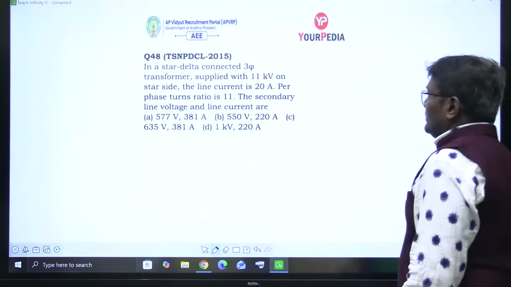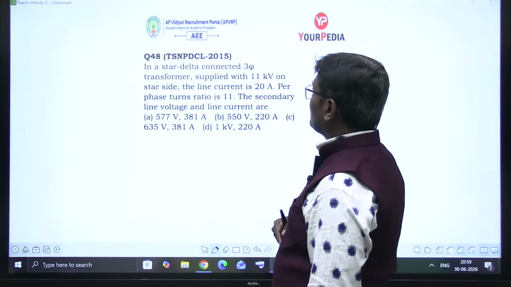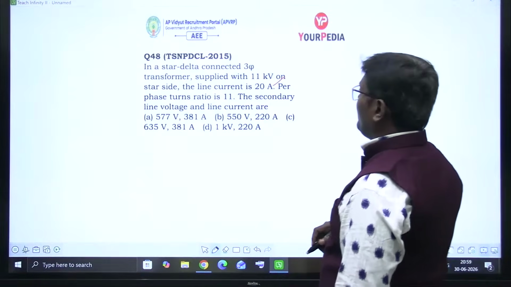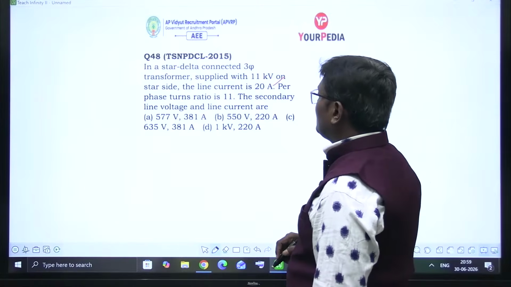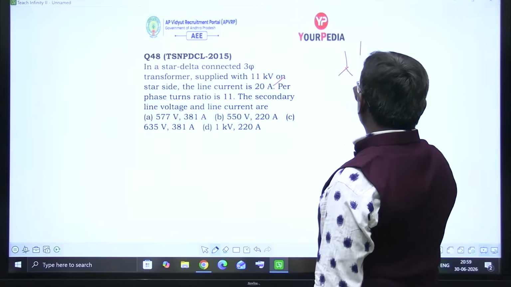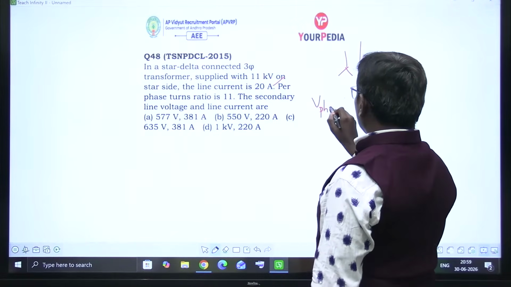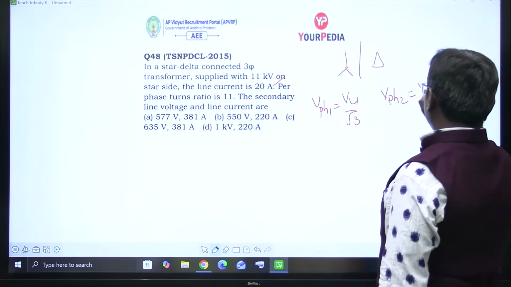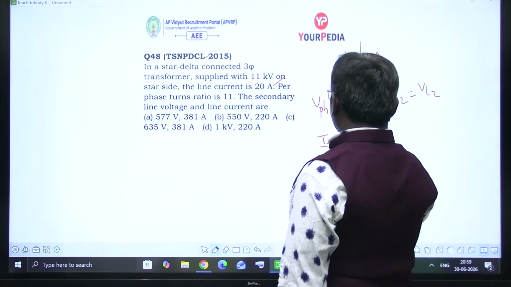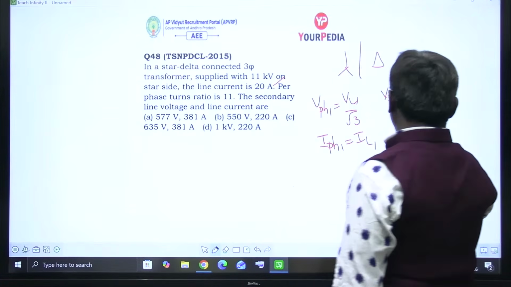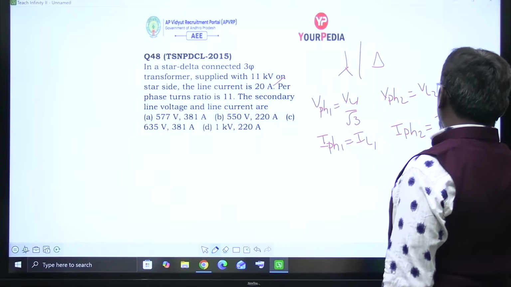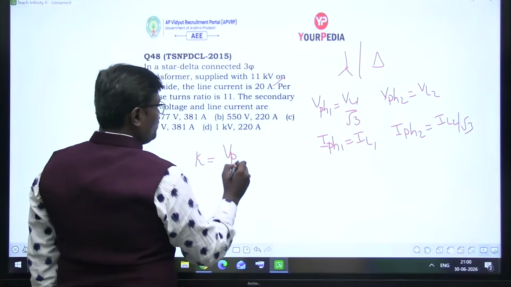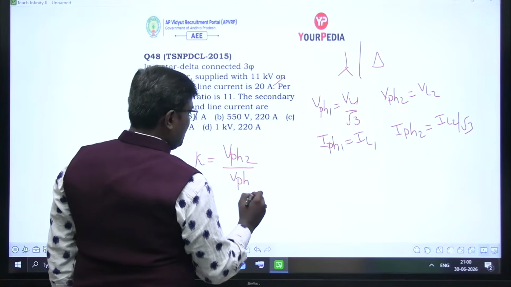Next, in a star delta connected three-phase transformer supplied with 11 kV on the star side, the line current is 20 amperes. Phase turns ratio is 11. The secondary line voltage is asked. Star by delta: here V phase 1 is equal to VL1 by root 3, and V phase 2 is equal to VL2. I phase 1 is equal to IL1, and I phase 2 is equal to IL2 by root 3. But K is defined as K is equal to V phase 2 by V phase 1.